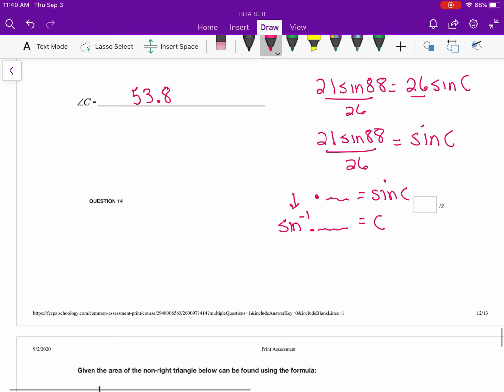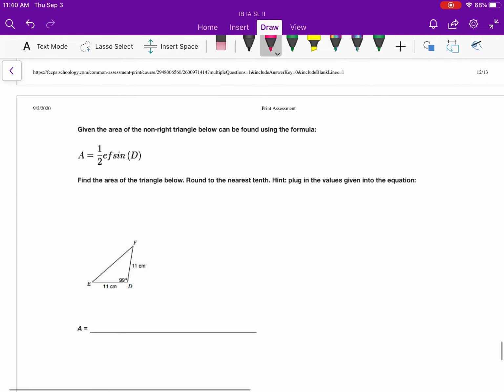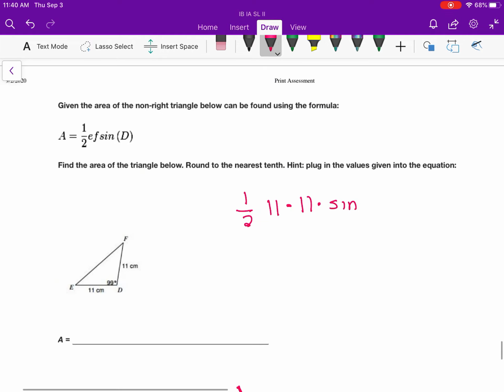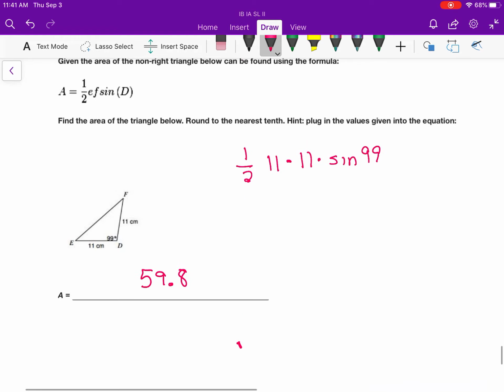All right, the last one is just simply plug into that formula. I'm not sure what else to say about that, but that's just 11 times sine of whatever number that is, 99, and you should get 59.8.